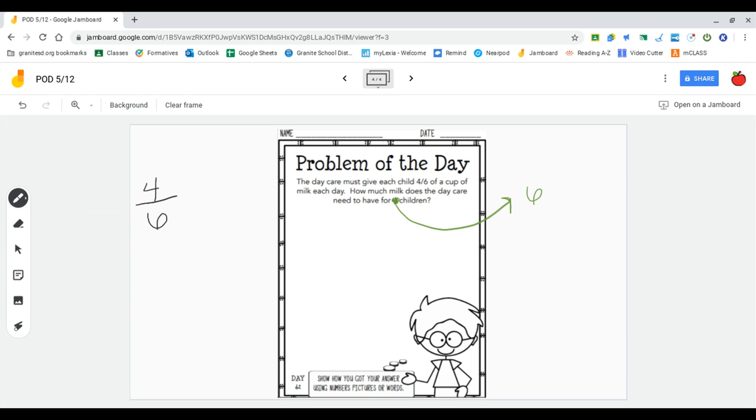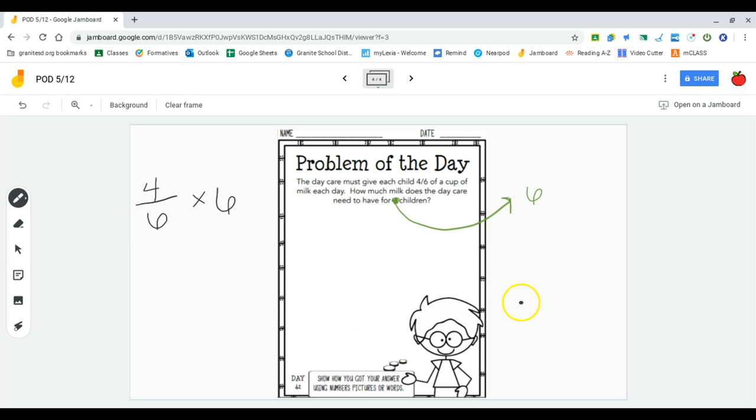So I could use repeated addition, and that's for 2 children, and I could keep going for 6. I'm going to add up the numerators, and the common denominator will stay the same. However, I'm going to use multiplication, and on the left side, I'm going to multiply by the whole number. So this is how much I need for one child, and I'm going to multiply that by how many children I have, which is 6. So multiply that by 6.